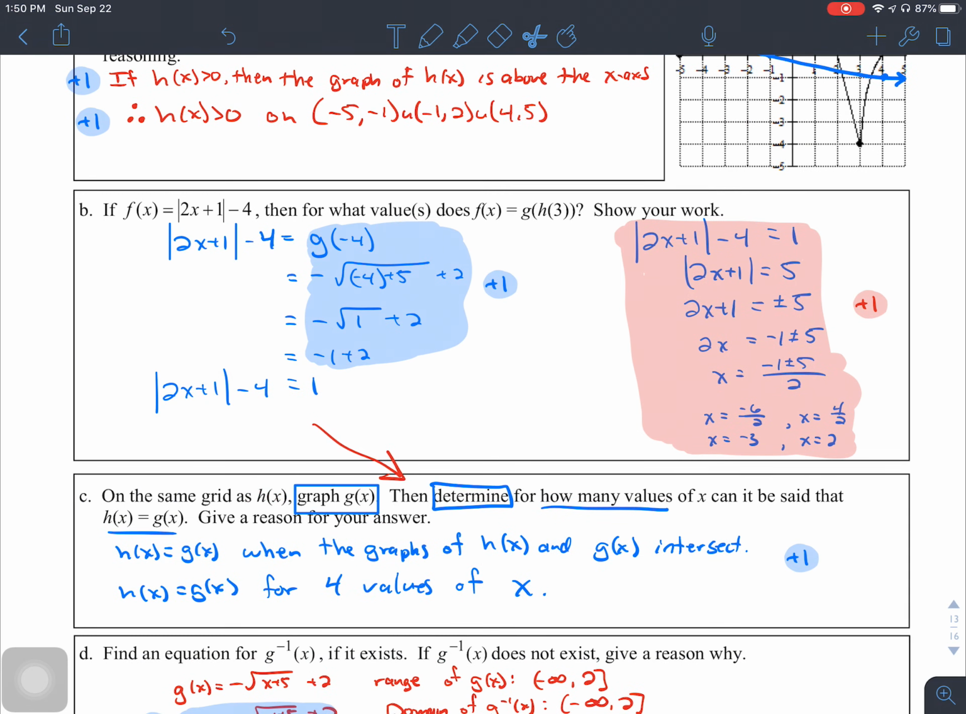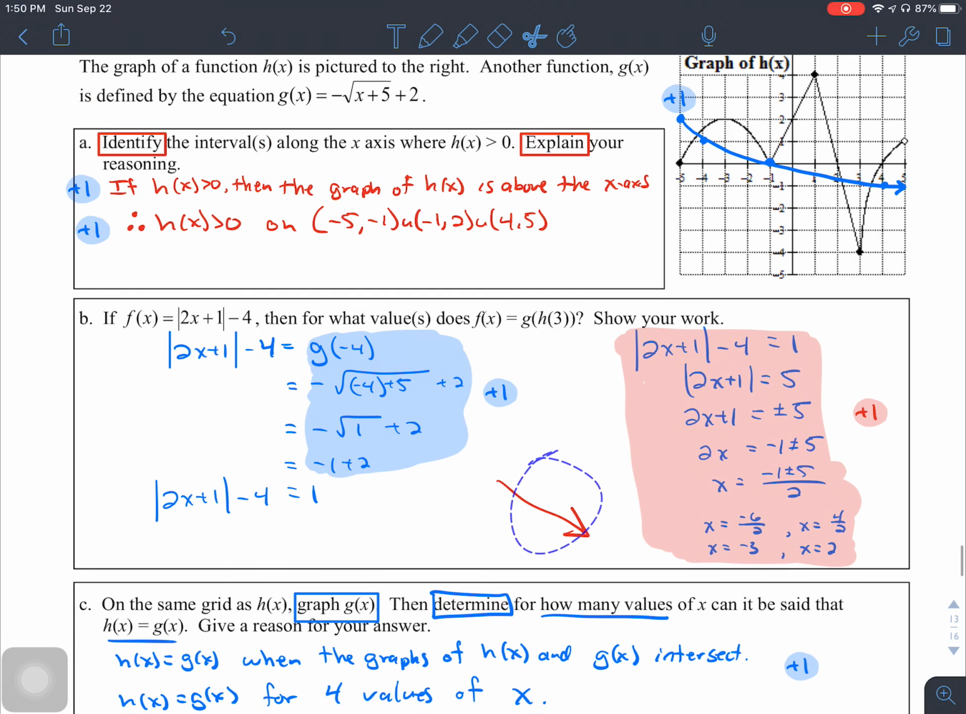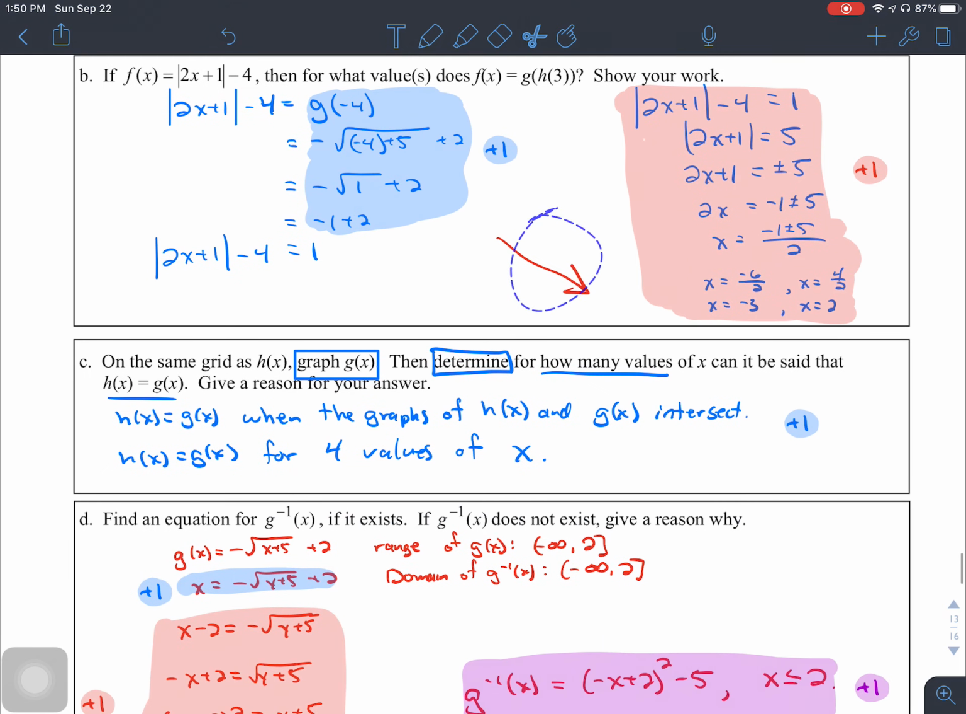On the same grid, graph g of x, then determine for how many values it can be said that h of x equals g of x. Give a reason for your answer. I always give my reason first. How am I going to know when these are equal? That's what I ask myself. Well, h of x equals g of x when the graphs of h of x and g of x intersect. And then how many times do they intersect? 1, 2, 3, 4 times. h of x equals g of x for 4 values of x.